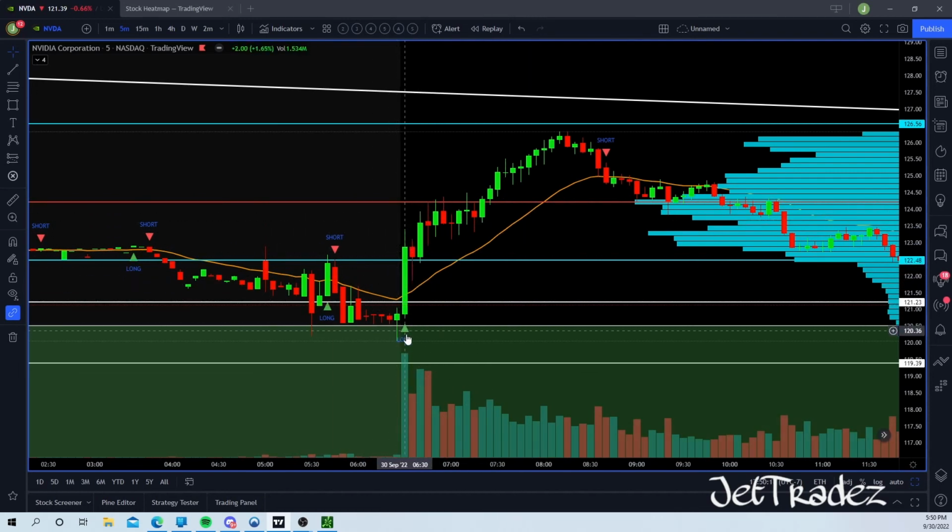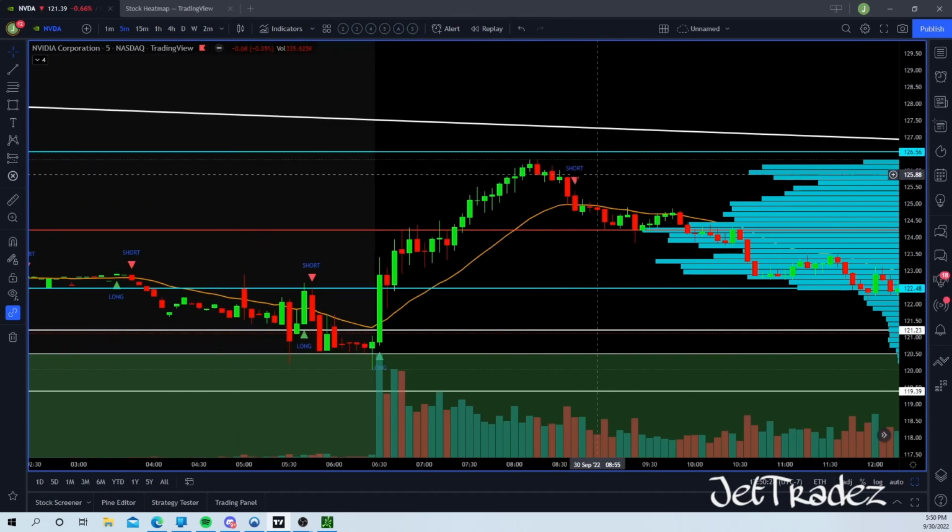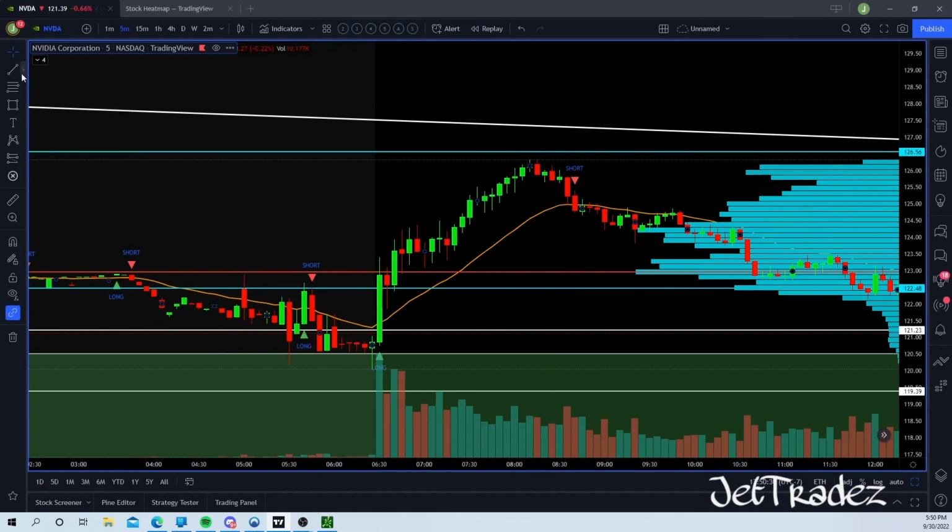Also, this indicator is showing me long. It's just a test. It showed me long, so it was going above it. And then when I saw it getting close to my rejection area, which is 126.56, I was like, you know what, I'm gonna trim some right here. So that was my first trim.